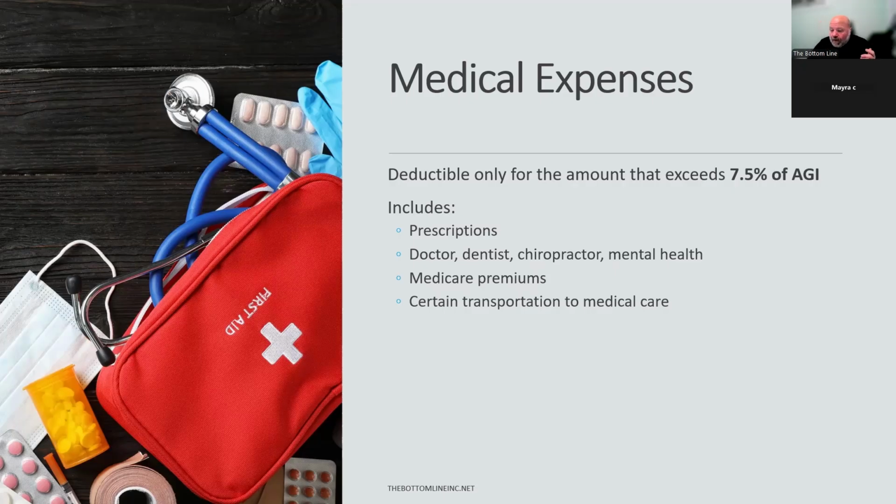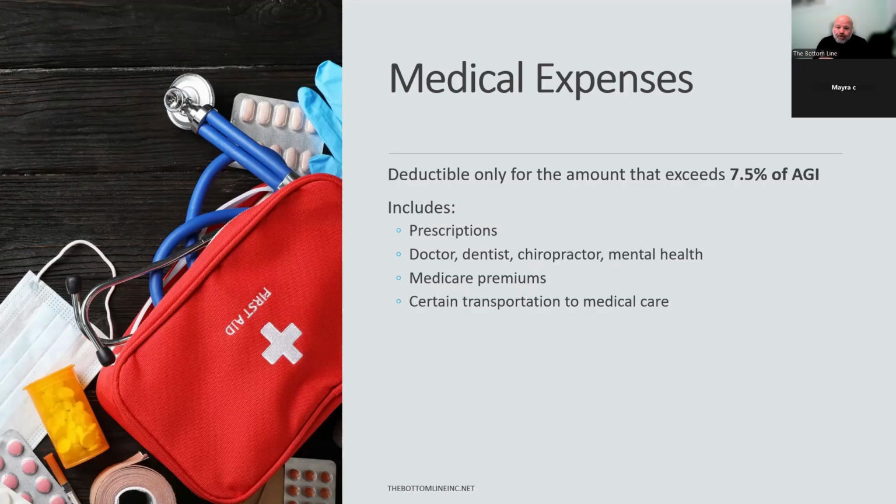So if someone makes $50,000, 7.5% is 3,750. So if they had medical expenses of 3,760, they would only get $10. So it's above the amount that exceeds 7.5% of your adjusted gross income.